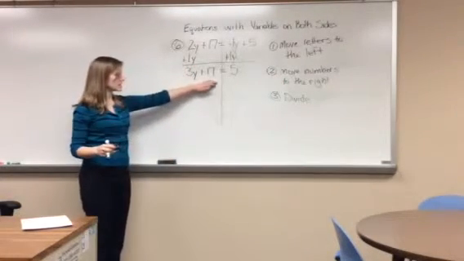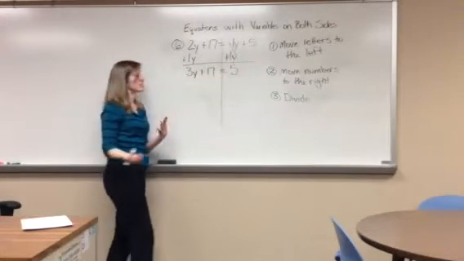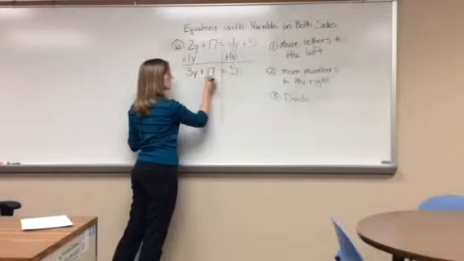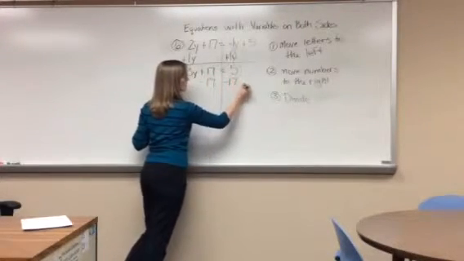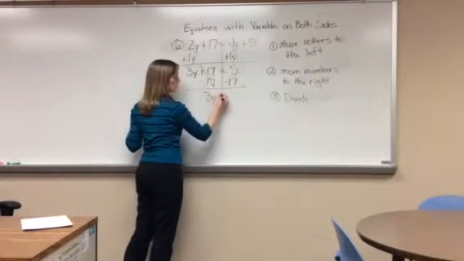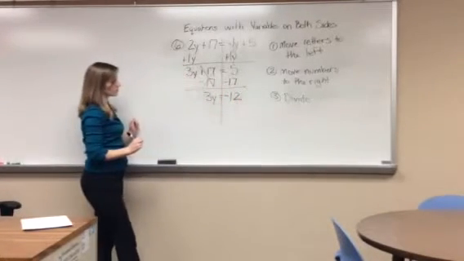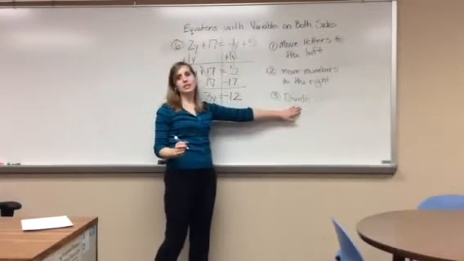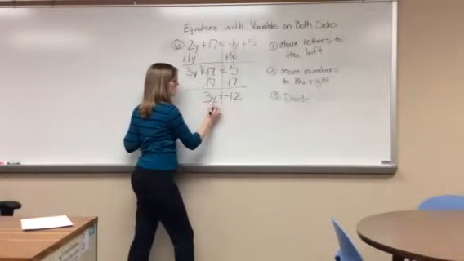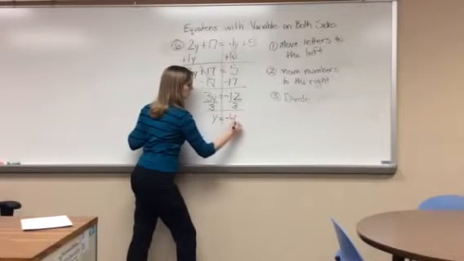Step number 2 tells me to move my numbers to the right. Well, if I take a look at the left-hand side, 17 is my number, and it needs to move to the right side, so I need to cancel the 17. So to cancel out a plus 17, we do the opposite, which is subtract 17 on both sides. So my 17s cancel. 3y just comes down. 5 minus 17 is negative 12. And then lastly, step number 3 tells us to divide. So if I divide, I need to divide by 3 because that's what we want to cancel. So divide both sides by 3. I get y equals negative 4 as my solution.